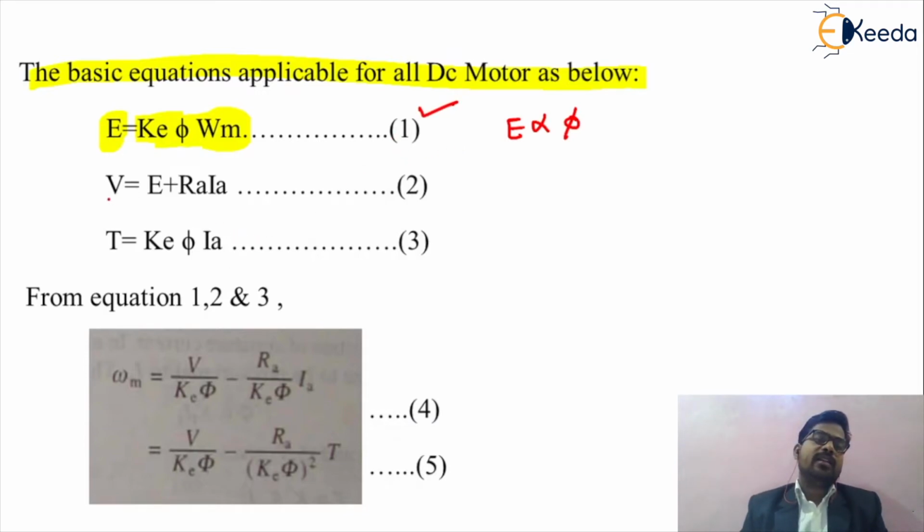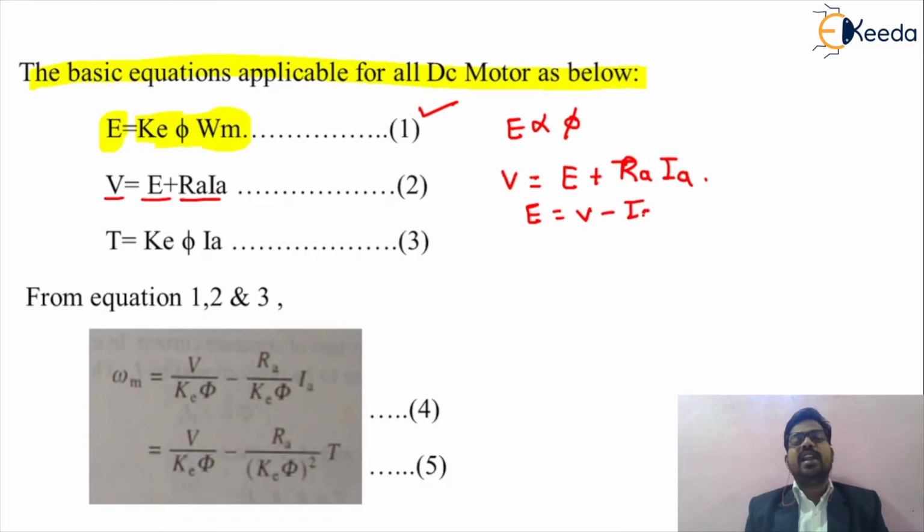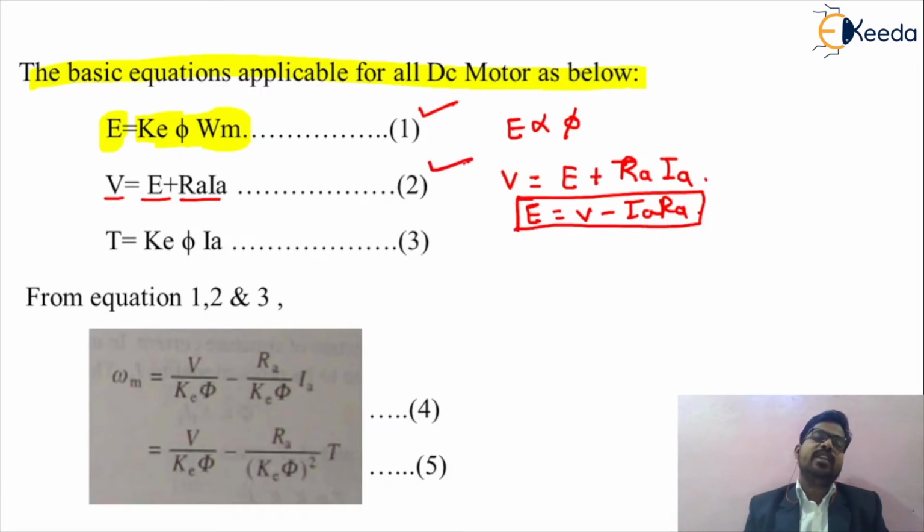Then the second equation in concern with your motor: the armature voltage is equal to E, the generated EMF, plus the resistance of your armature circuit times the current. Similarly, we get E is equal to V minus Ia Ra. This is the concept of back EMF while we are calculating the value of E, the EMF generated by your motor. So this is treated as equation number 2 for your DC motor.